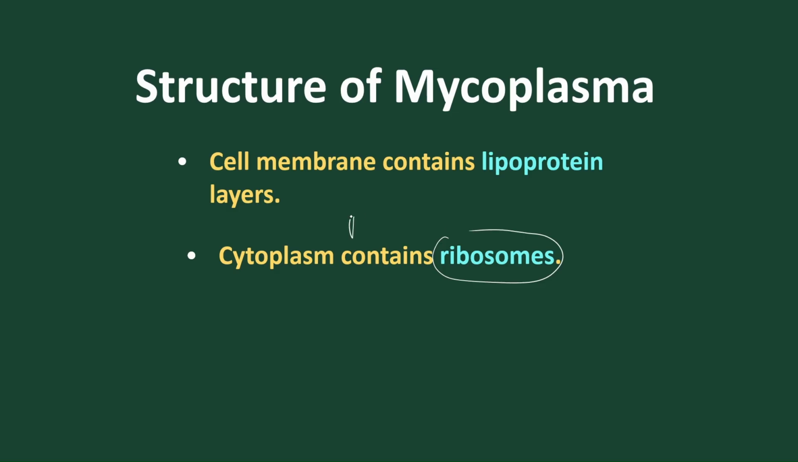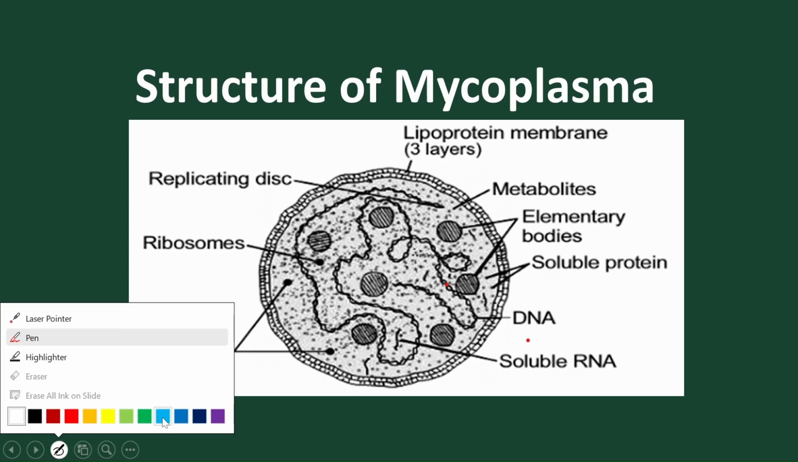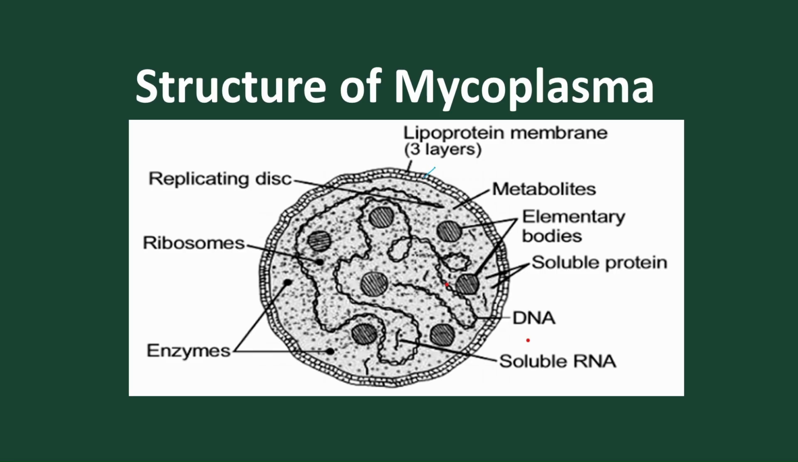Cytoplasm contains ribosomes because they are prokaryotes. As Mycoplasma are prokaryotes, they contain ribosomes, but they don't have membrane-bound organelles, and they also don't have a nuclear membrane. So this is the lipoprotein layer, and the lipoprotein layer present here is trilamellar. This is a trilamellar membrane.